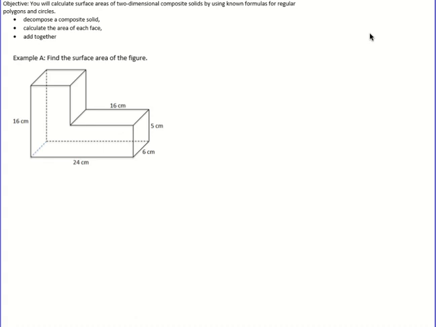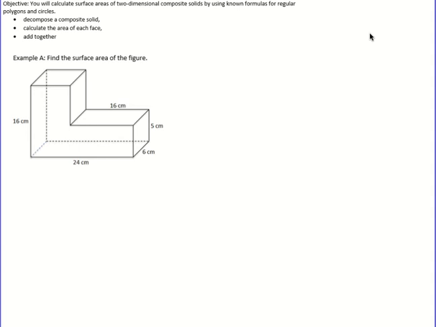We're going to calculate the surface areas of two-dimensional composite solids by using known formulas for regular polygons and circles. We're going to decompose a composite solid, calculate the area of each face, and add them together. So we're finding the surface area of this figure.